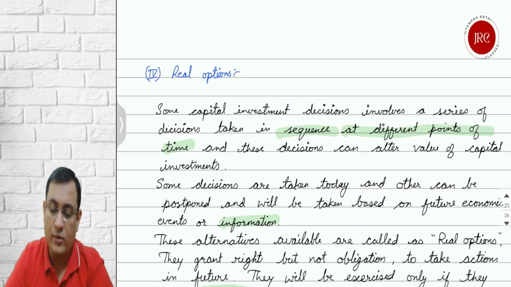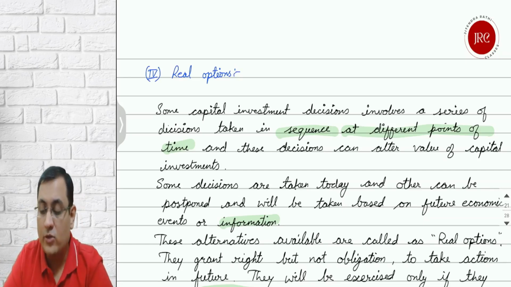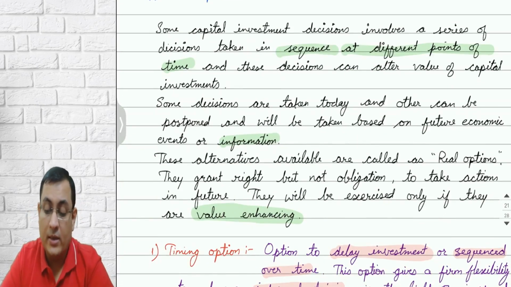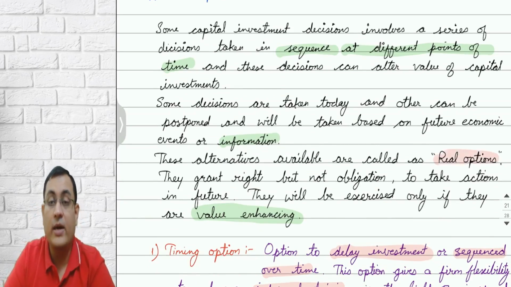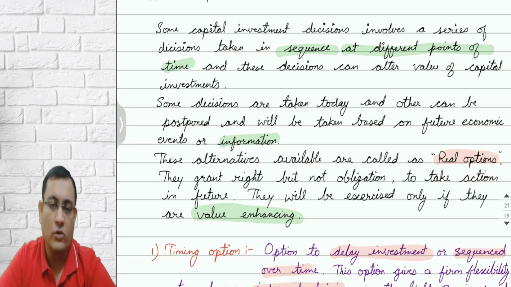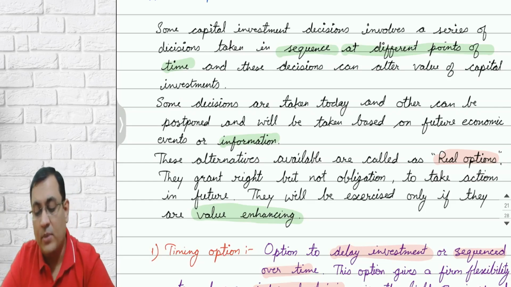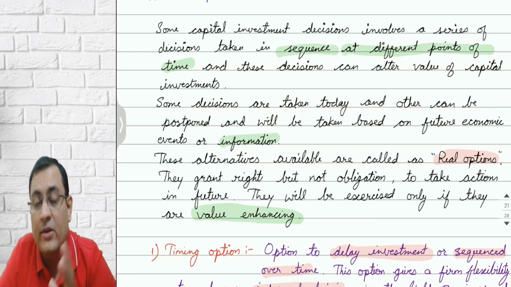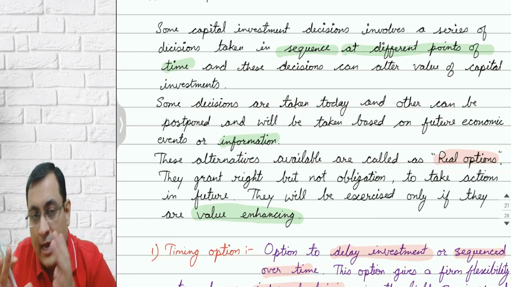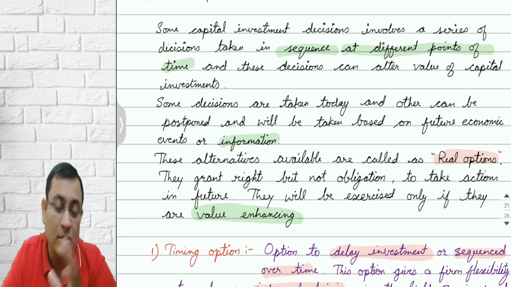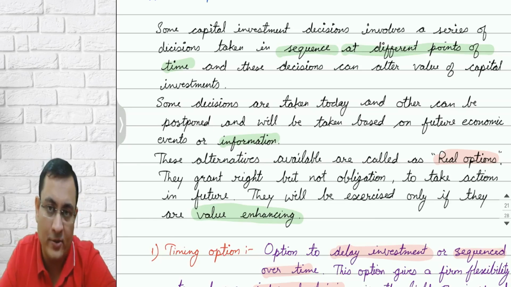So some decisions are taken today and others can be postponed and will be taken based on future economic events and information, so more, better informed decisions will be there. So these alternatives available are called real options, where you have the option to continue or discontinue, and this decision you are going to take based on new information which you will receive over the course of time. So these grant rights but not obligation to take actions in the future. Of course, the options will be exercised only if they are value enhancing. As a rational investor, options will only be exercised if they are value enhancing for the option holder.